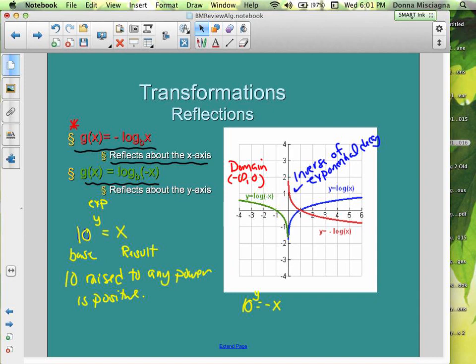Okay, so now our domain is going to change. It's going to be all the negative numbers, because we have a negative number in there. Because the negatives are already there, we can only plug in negative numbers, right? Because we can only take the log of a positive number. So if I get a negative there, I can now only plug in negative numbers.